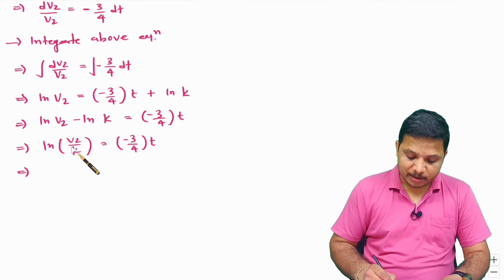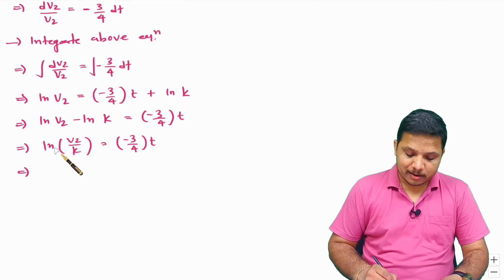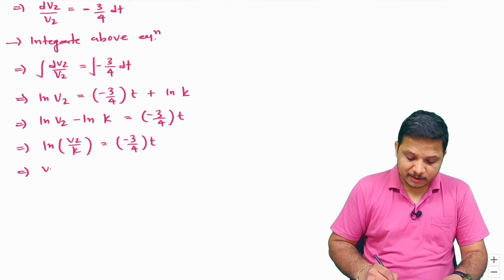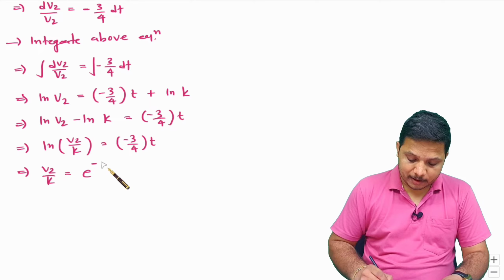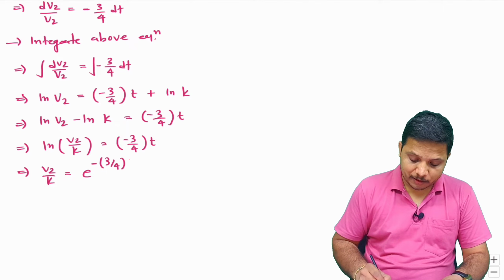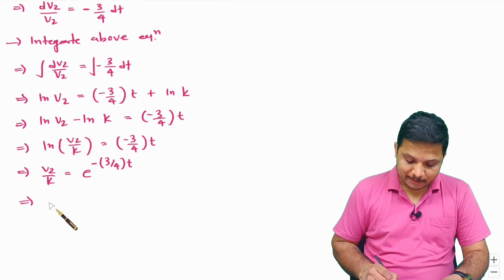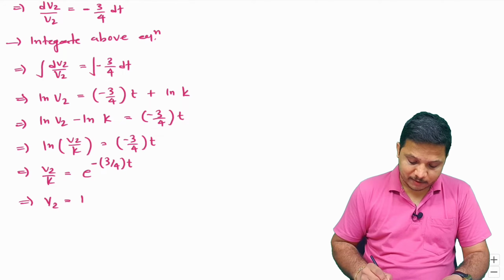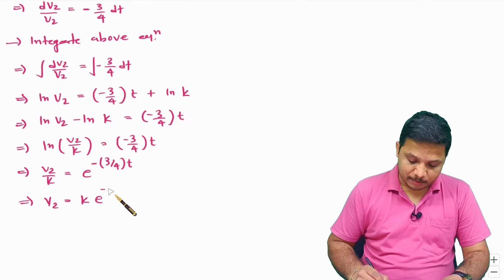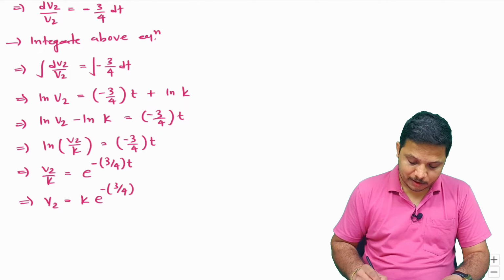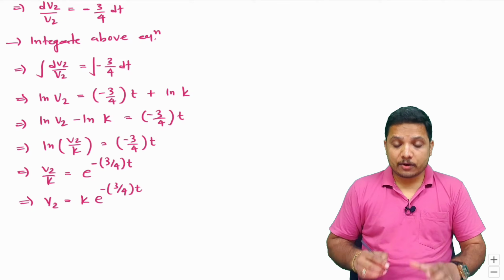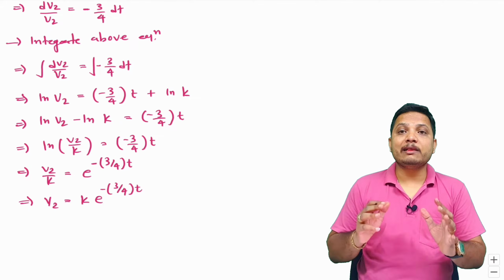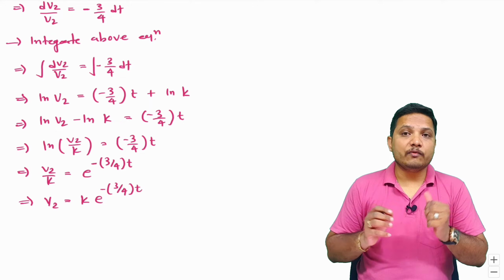And see, to simplify this, I need to take inverse antilog of this. So this will be V2 by k, that is equals to e to the power minus 3 by 4 into t. So that will result into value of V2, that is equals to k into e to the power minus 3 by 4 into t. Now our agenda is to identify the value of constant k, right? And that will give us solution of V2.